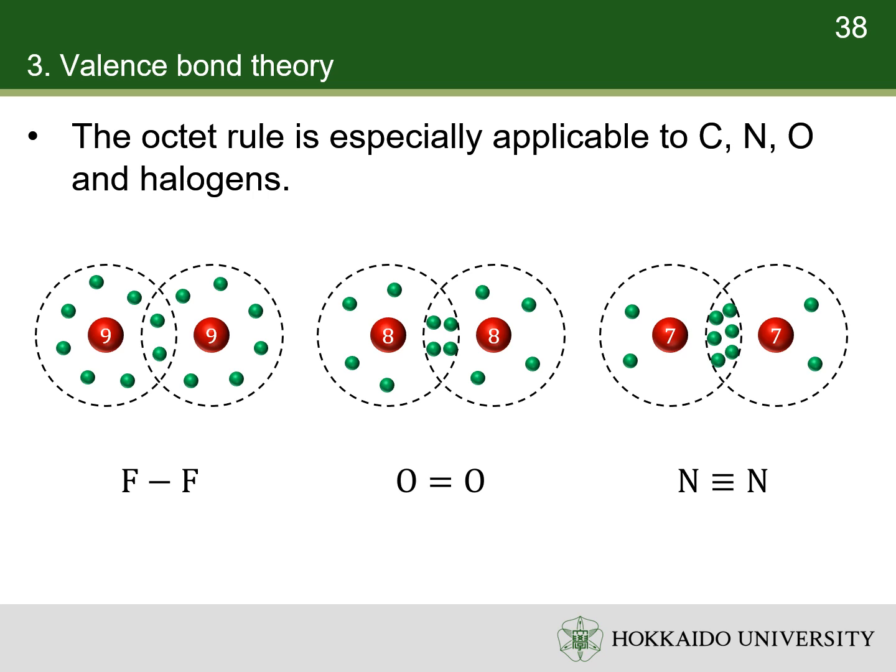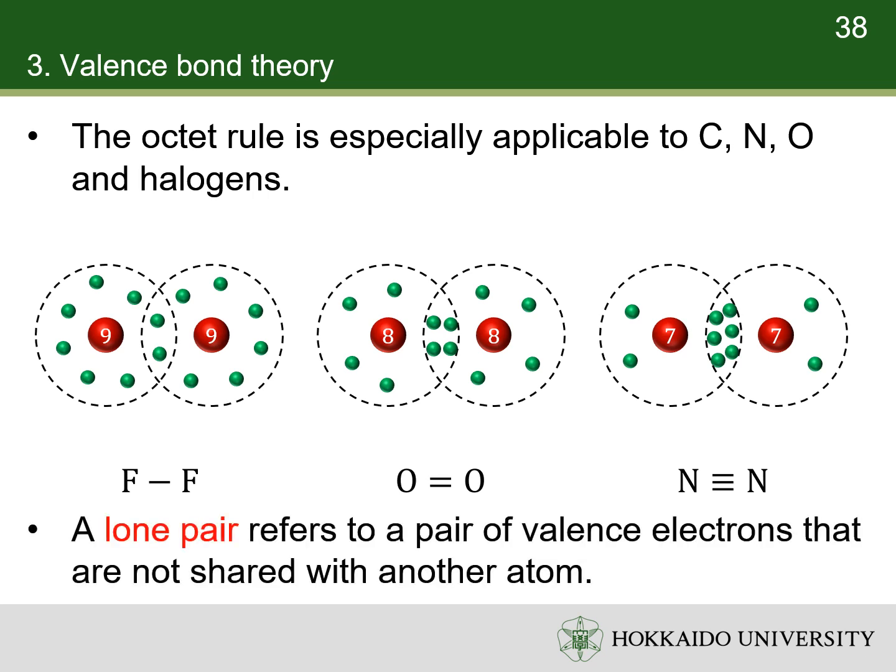Not all electrons in the valence shells are shared by atoms. A lone pair refers to a pair of valence electrons that are not shared with another atom. For example, each fluorine atom has 3 lone pairs in a fluorine molecule. Each oxygen atom has 2 lone pairs in an oxygen molecule. Each nitrogen atom has 1 lone pair in a nitrogen molecule.